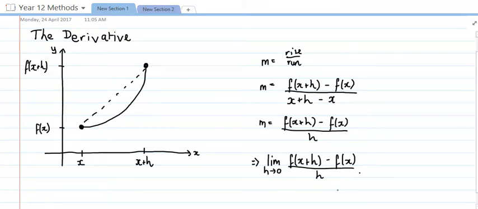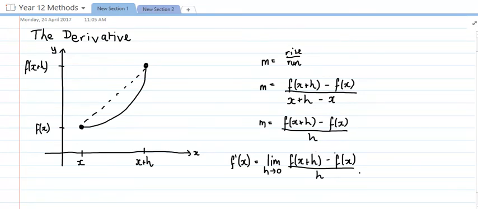And there we have it. So that is our rule for first principles. Now, there's a couple of things that I might change here. Firstly, we write the derivative of f of x as f dash x. So f dash x is equal to the limit of the expression we just found.